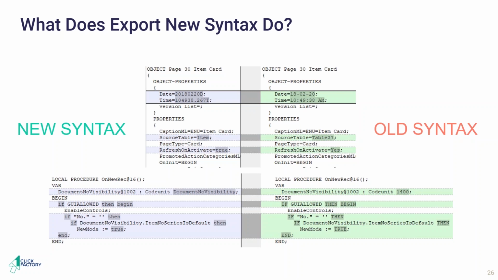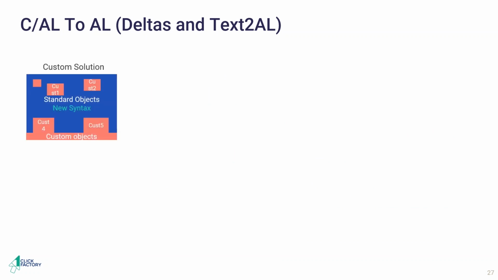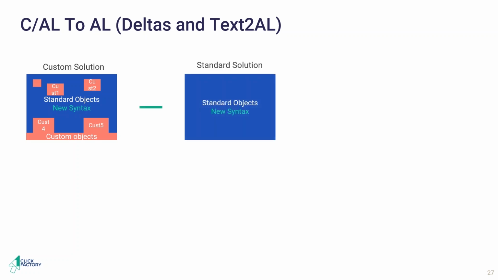Okay, so let's say that I have both my standard solution and my custom solution on the new syntax. The next thing is to start thinking about how we move to AL. I have my custom solution and I want to move only the differences between the standard and custom solutions. Basically, I only want to move the code that I have added to the standard solution. So I would compare my custom solution with the standard solution, and I would get deltas, which are basically the code that I have written in my custom solution.